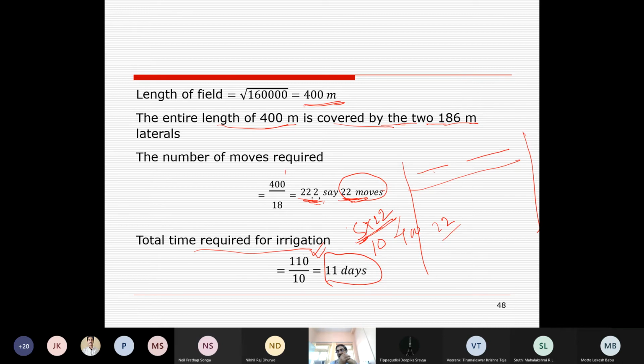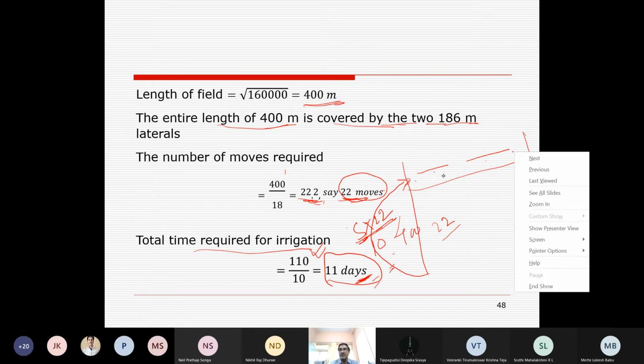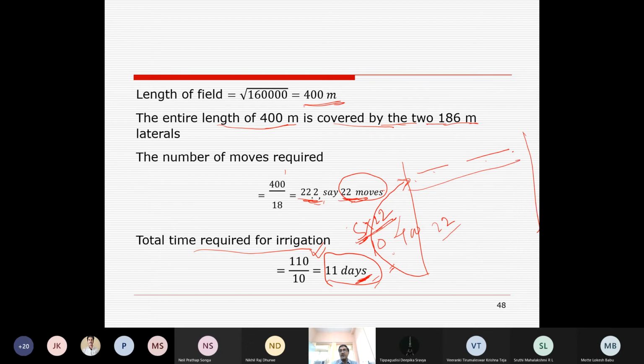Now it is clear from the design condition, the frequency of operation. So we can say the frequency of operation cannot be more than 11, meaning after the 11th day, it is again coming to field one. So we need to apply water in such a way that once we have applied water, it runs for at least 11 days without any water requirement.